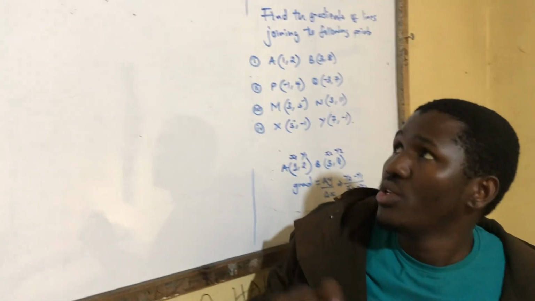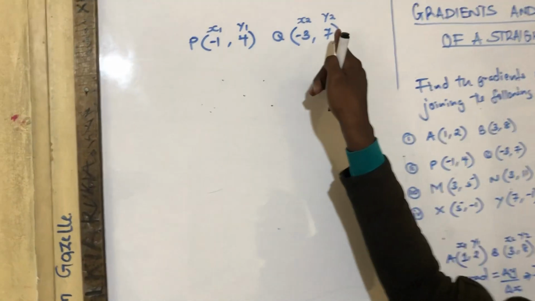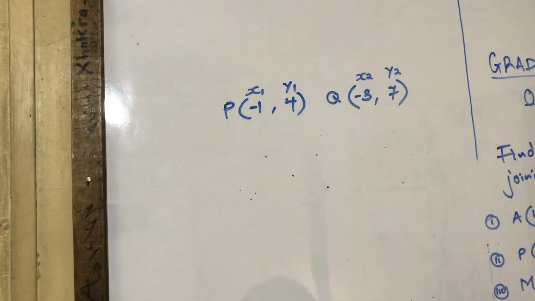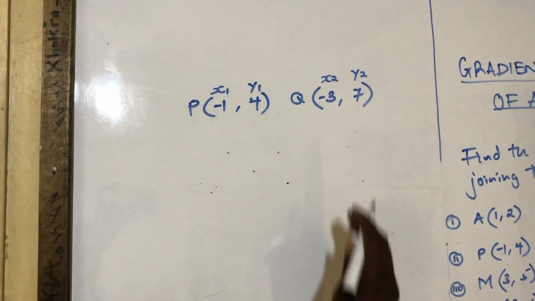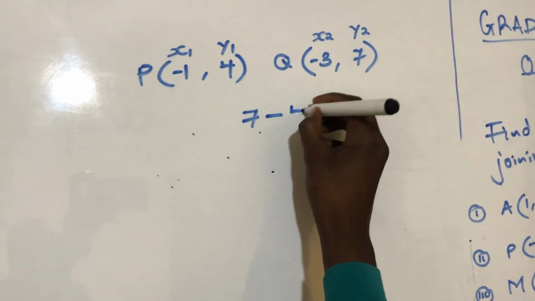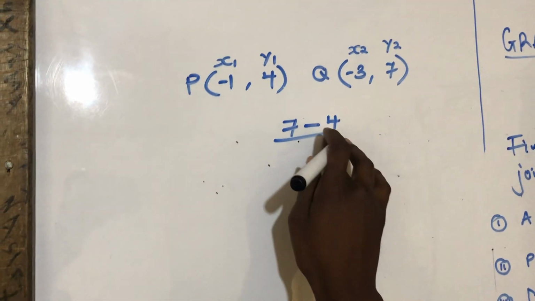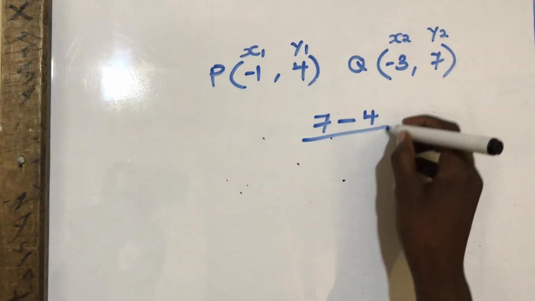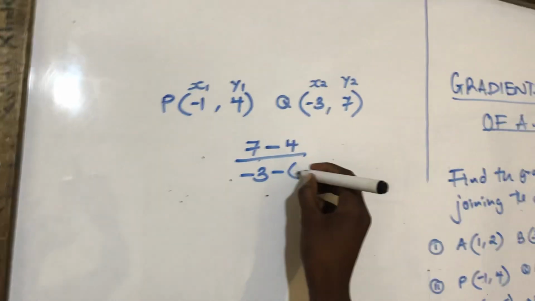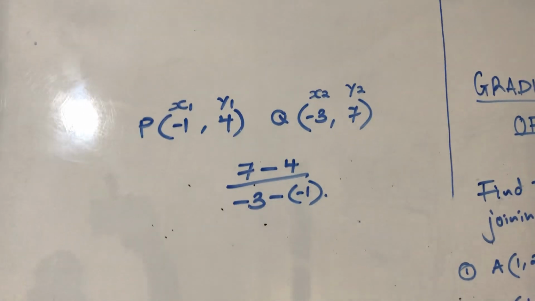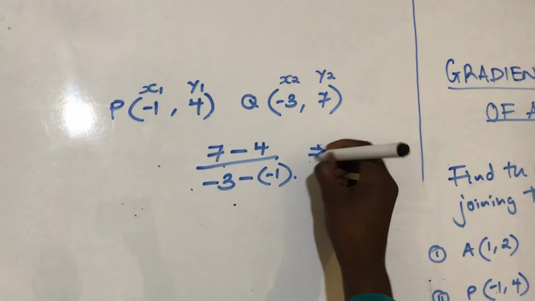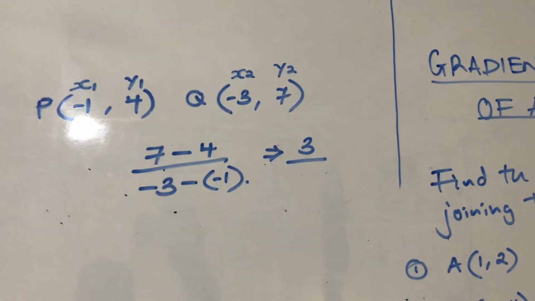Take note of that. So how do we obtain the gradient? We'll take y2 minus y1, then put all over x2 minus x1. What is our y2 in this particular case? The y2 is 7, which I'll subtract from the number 4. I mean 4 will subtract from the number 7. Then I'll put all over. What is our x2? -3. I'll then subtract -1. So what will we have in this case? What is 7 minus 4? That should give us 3, which I'll put all over.